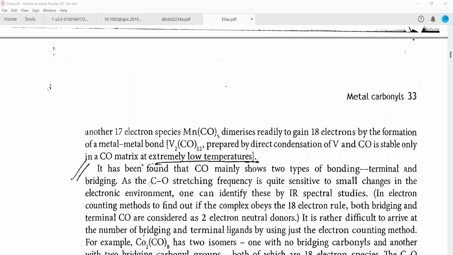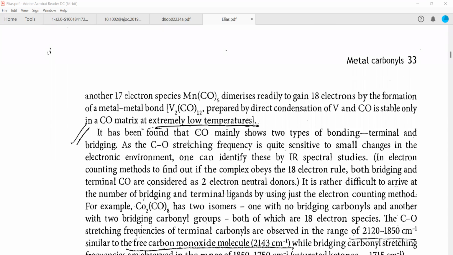Also, the direct condensation of vanadium and carbonyl is stable only in a carbonyl matrix at extremely low temperatures. Now, it has been found that carbonyl mainly shows two types of bonding: terminal or bridging. We have discussed in a previous chapter as well that carbonyl is a 2-electron donor. It is an L-type ligand because it is neutral. So it is giving 2 electrons all the time. So whether it is terminal, it is giving 2 electrons, or it is bridging, it is giving 2 electrons. We can count it as one electron to each metal, right? Whatever it is, you can count two at most for carbonyl.